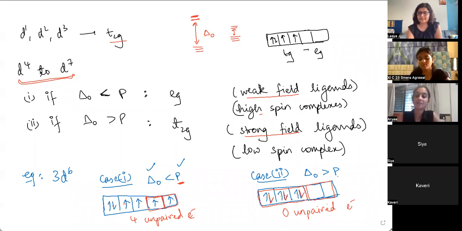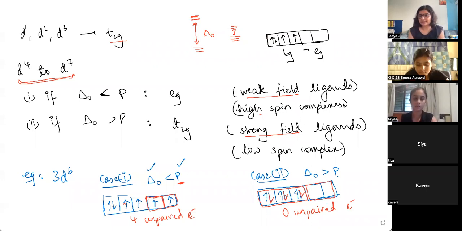We say that delta naught is lesser than pairing energy, so it's a high spin complex. High spin is because only one of them will cancel out, otherwise there is spin in each of them, whereas in case 2 everything is getting cancelled out, so there's no spin left. Right? Yeah, so this we discussed last class also.